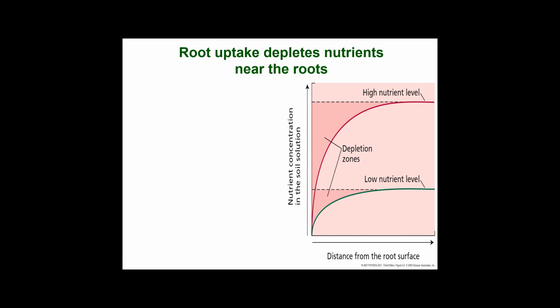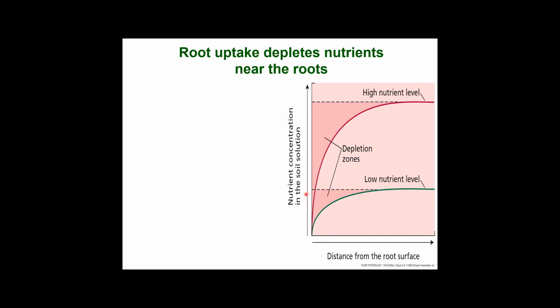If we look, there are two curves here, one at a low nutrient level and one at a high nutrient level. But if we just look at one of these, you can see that as we move farther and farther away from the root, the concentration of nutrients in the soil will go up. Whether we're at a low overall nutrient concentration or at a high overall nutrient concentration, we still see this pattern that they're shaded in pink here.